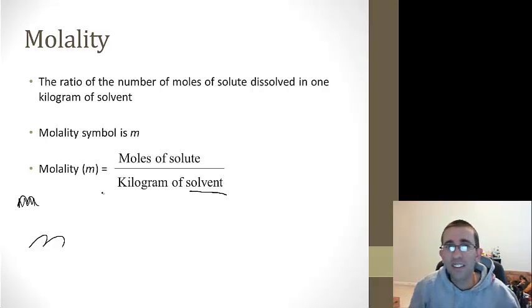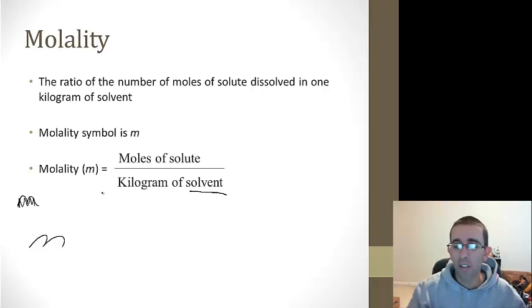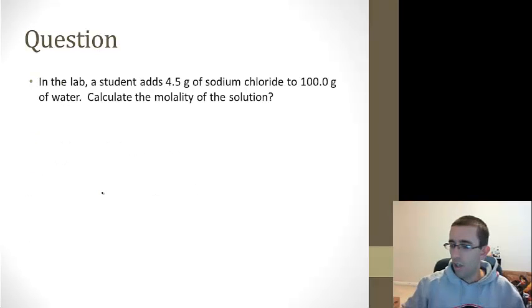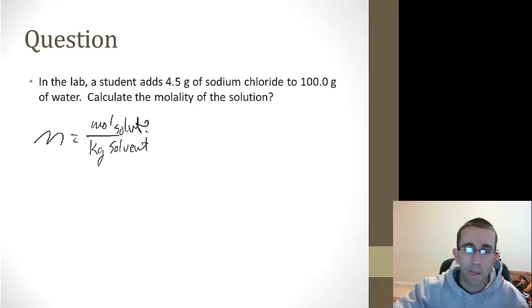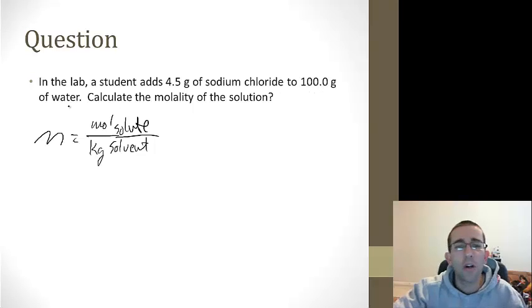So you're starting to get a lot of different variables here. You've got capital M's molarity, lowercase slanted m's molality. So you have to be careful to pay attention to what you're given. Once again, molality is equal to moles of solute over kilograms of solvent. In a lab, a student adds 4.5 grams of sodium chloride to 100 grams of water. Calculate the molality.